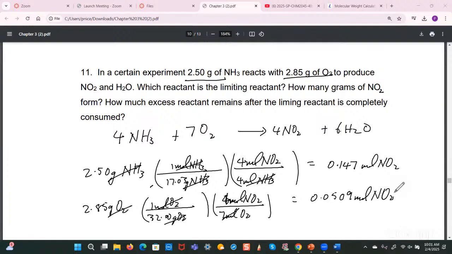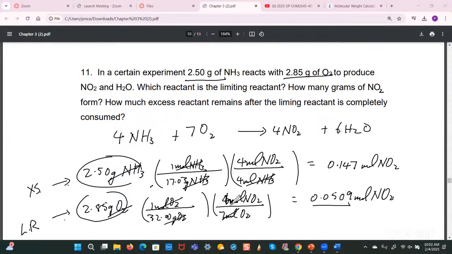Produce no more or less, the lesser amount, right? So we compare these two numbers. This is less than this, which means that the oxygen would be the limiting reactant, and this would be the excess reactant, right? So it's very important that you identify the limiting reactant, and this is the way to go about it.